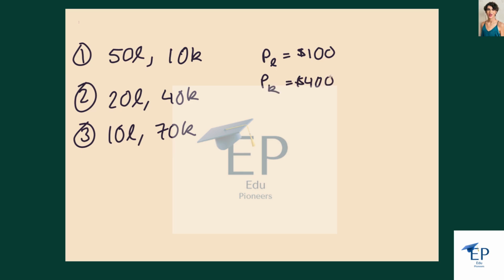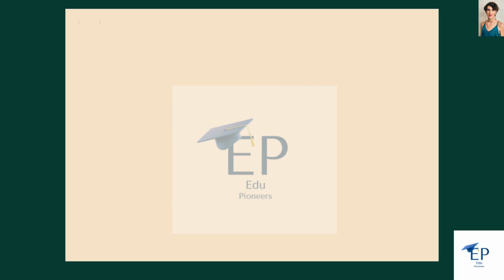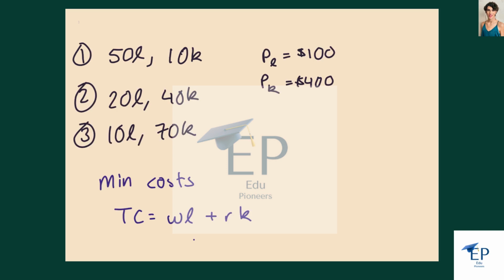If we want to figure out what method should be chosen, we need to figure out when we can minimize costs. Minimize cost, because our goal is always to maximize profits, and maximize profits is equal to total revenue minus total cost, and we should be maximizing revenue and minimizing costs in order to maximize profits. We want that difference to be as great as possible. So in order to figure out costs, total cost is equal to wage times labor plus rent times capital. So we just have to multiply each of these combinations by their respective prices.